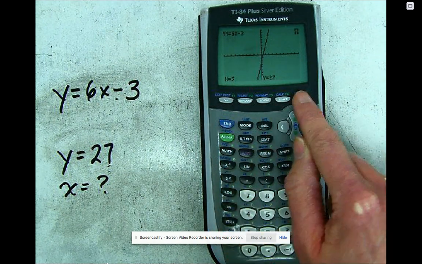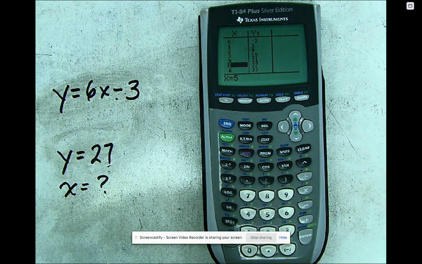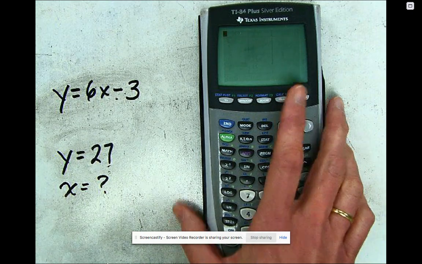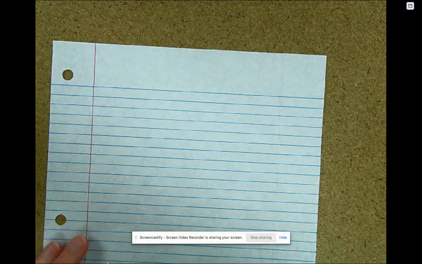If I go to the table, I want y to be 27. I can also see that x would have to be 5 from there. All right, so that's how you could have used technology to do this. How about if we wanted to work with symbols? Now I want you to take out your big idea notebook and we're going to write down a few notes.